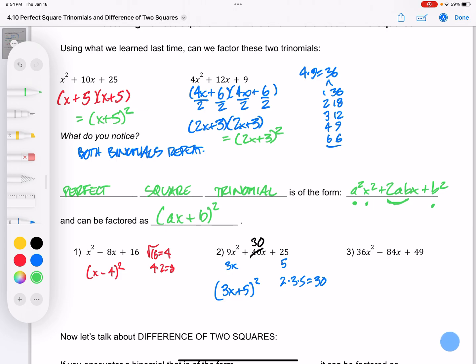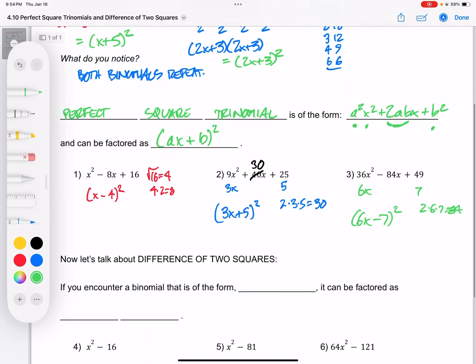And for our last one, the square root of 36x squared is 6x. The square root of 49 is 7. 2 times 6 times 7 is 42 times 2, which is 84. So this one is, in fact, 6x minus 7 squared. All right, so those are perfect square trinomials.